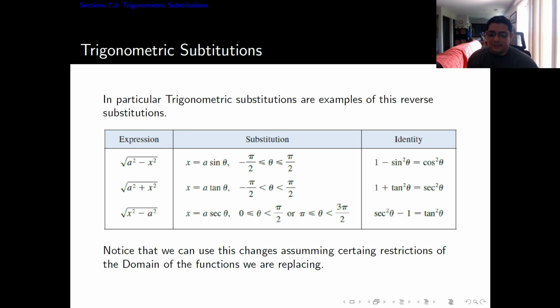The last case is if we have x squared minus a squared, or the square root of x squared minus a squared. At that point, we use x equals a secant of theta, and then we're probably going to use the identity secant squared of theta minus 1 equals tangent squared. So remember these types of expressions, because if you see them in an integral, then you know immediately that it has to be related to this type of substitution.